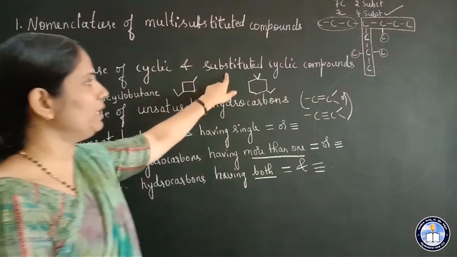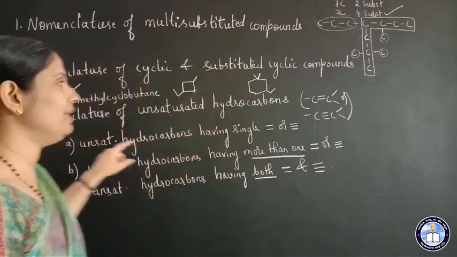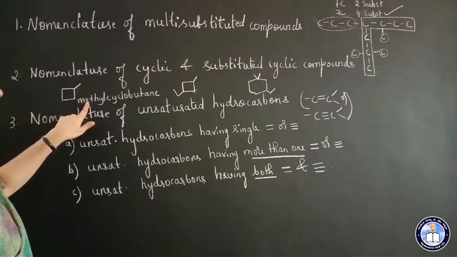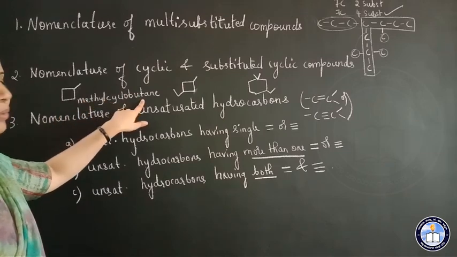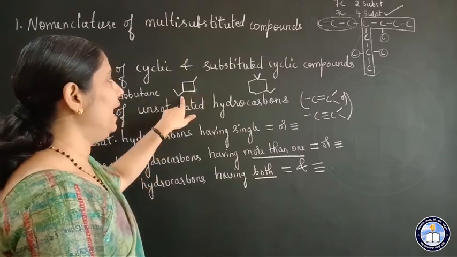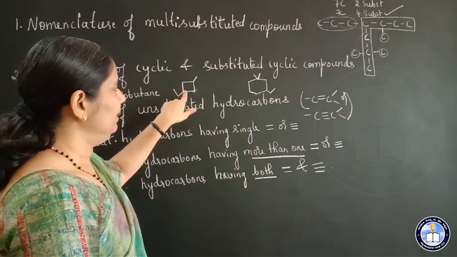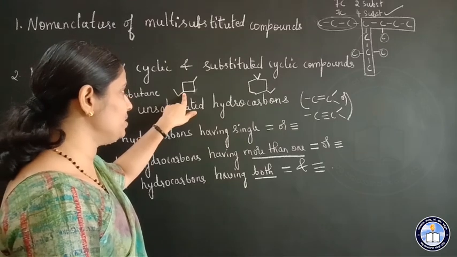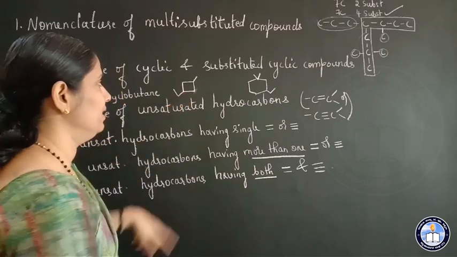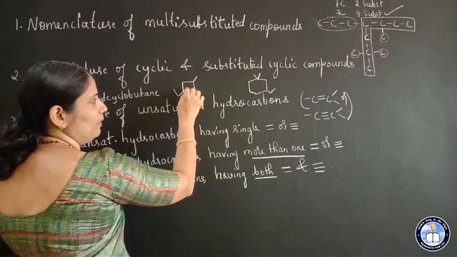Now in case of substituted cyclic compounds, the name of the substituent will be named as a prefix. See here, this is CH3 group. So methyl is the prefix and cyclobutane. Now if two different substituents are attached to the cyclic compound, then the substituent whose name comes first in the alphabetical order should get the lowest number. So here methyl and ethyl. So ethyl, E comes first in the alphabetical order.